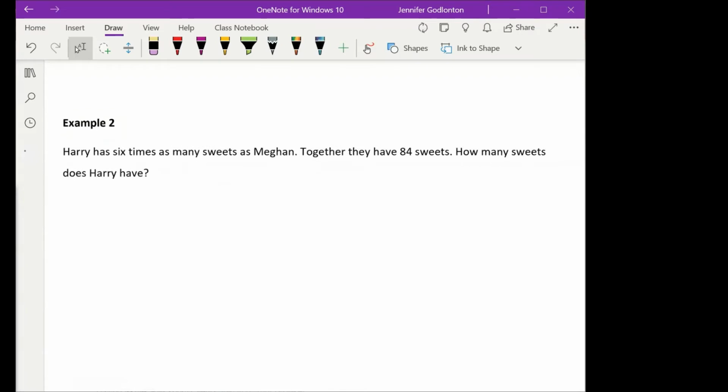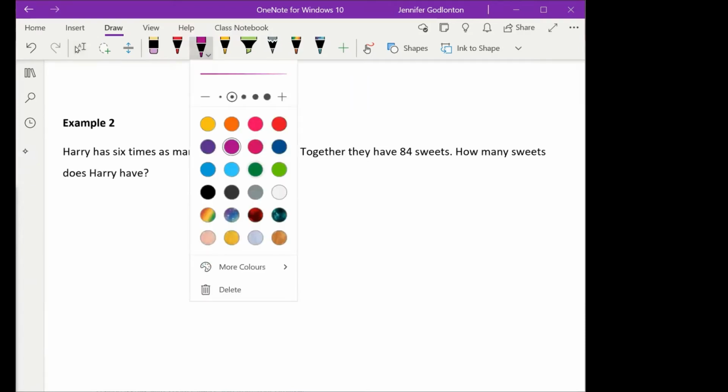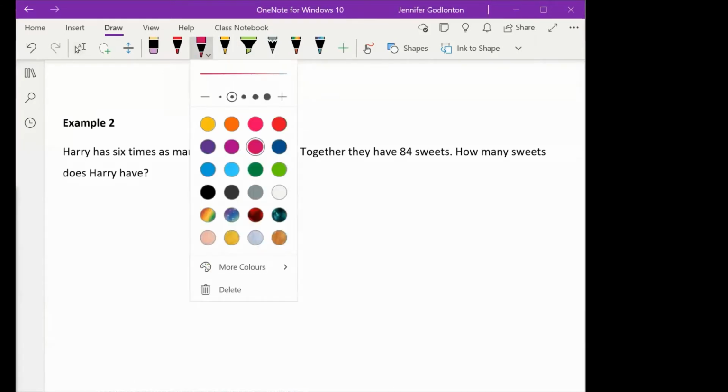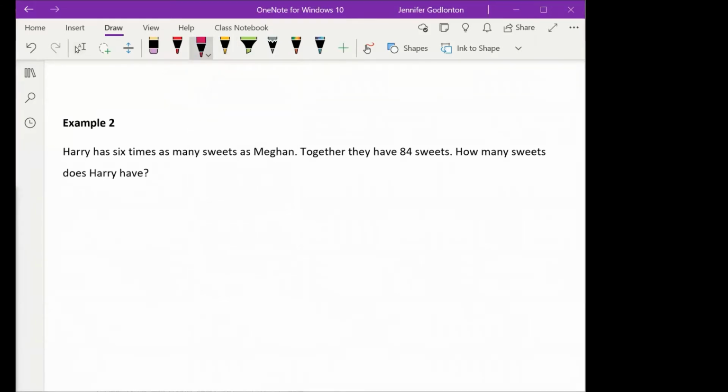Harry has 6 times as many sweets as Megan, and together they have 84 sweets. How many sweets does Harry have? Okay, there are lots of different ways you could go about doing this. But the easiest thing is to try and draw yourself a picture. Okay, I'm going to show you 2 different ways. I'm going to show you my favorite way and then a way that some of you might find easier.